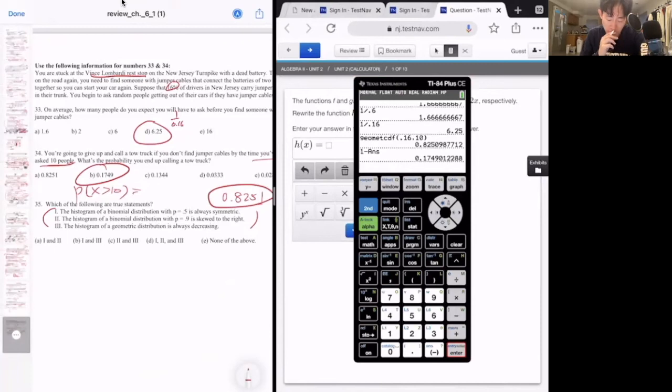The histogram of binomials is skewed to the right. The histogram of geometric distribution is always decreasing. That it really depends on the probability. So I'm going to eliminate everything with a 3 in it. So I'm really down to A or none of the above here. So the histogram with a binomial distribution with P equal to 0.5 is always symmetric, it says.